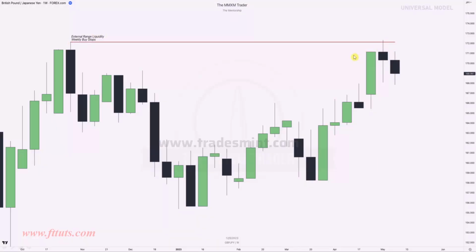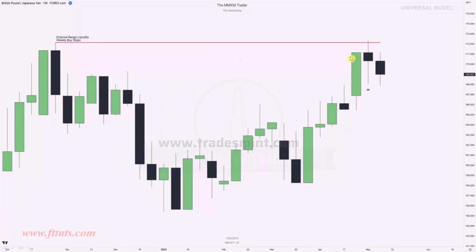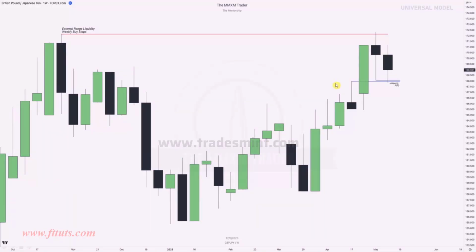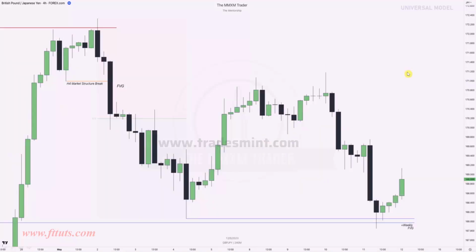So where do you see your eye go after external? We know this, we go to internal range, right? So we want to go to internal range liquidity, which is this fair value gap on the weekly time frame. So after we take these buy stops, our bias and draw on liquidity for the long-term perspective will be that weekly fair value gap.